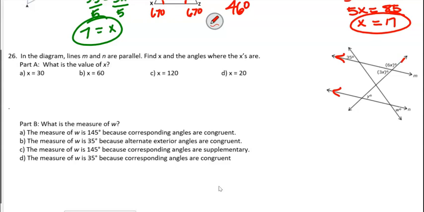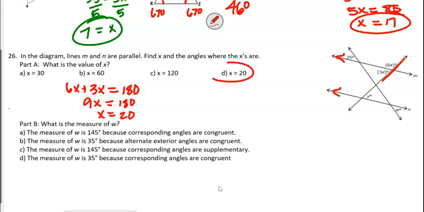So first of all, don't we notice these form a line? So we know that when we do 6x plus 3x, it equals 180, right? So that's 9x equals 180. Divide both sides by 9. So x is going to be equal to 20 here, right? So x is equal to 20.